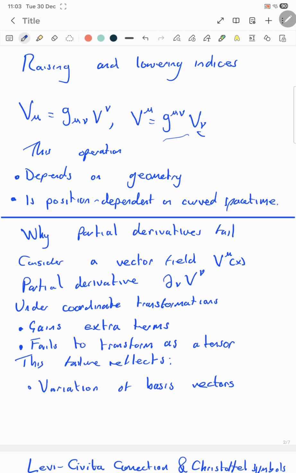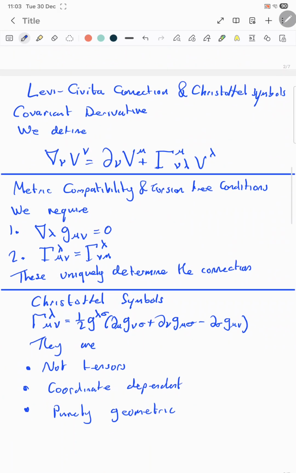Now why do partial derivatives fail? Well, we consider a vector field v^μ(x), and the partial derivative of v^ν under coordinate transformation. This gains extra terms and it fails to transform as a tensor. This failure reflects variations of basis vectors.